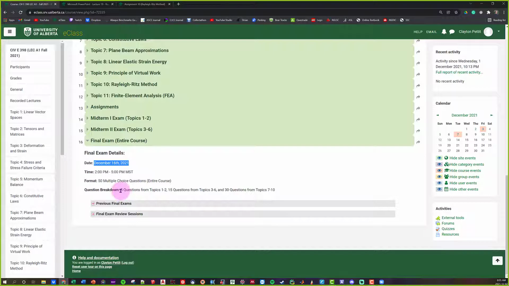Now, I also have a question breakdown right here because I know a lot of students are going to ask. And basically, it's going to be 5 questions from topics 1 and 2. That's basically the linear algebra review.